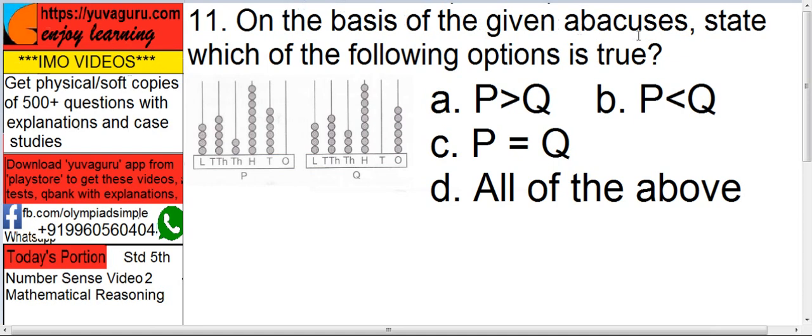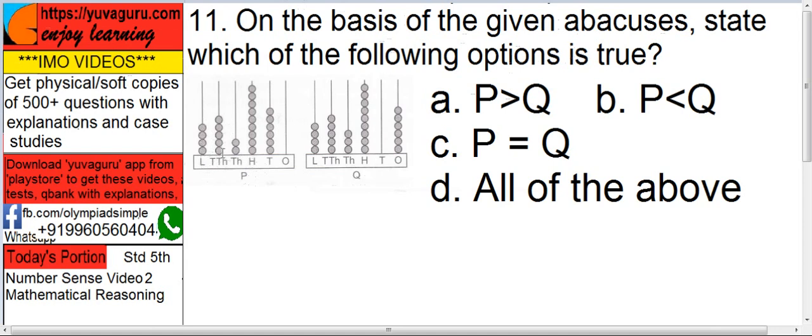On the basis of the given abacuses, state which of the following options is true. Options mean basically which of the following numbers is true. These are two numbers. This is P and this is Q. This P number means in lakhs position there is 4.